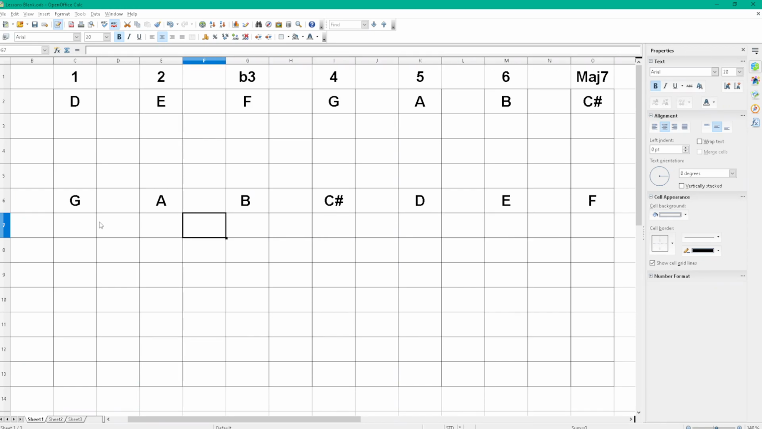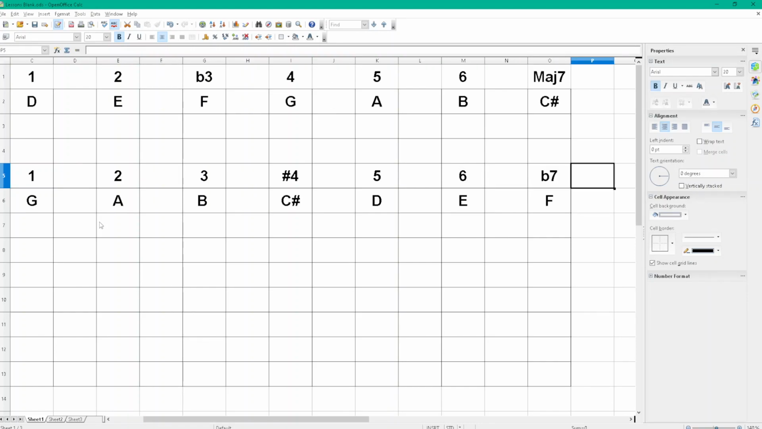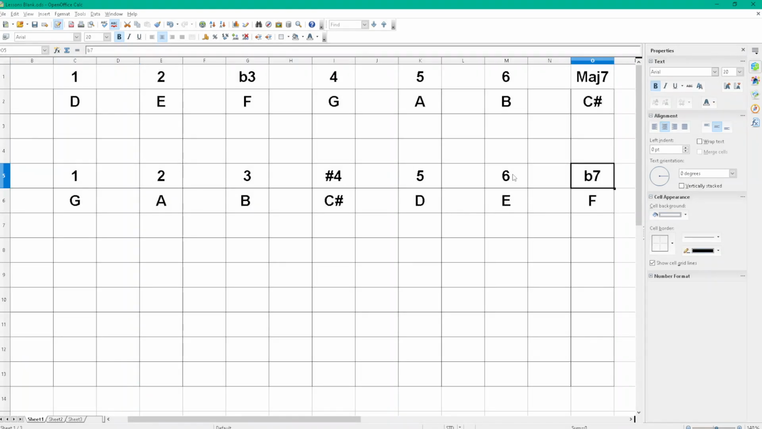Given the different starting point, if I look at what intervals I'm generating, if I consider this the root note, well, from G to A, the interval is a 2nd. From G to B, the interval is a major 3rd. From G to C sharp, the interval is a sharp 4. From G to D, the interval is a 5th. From G to E, the interval is a 6, and from G to F is a flat 7. And simply put, these are the intervals of a Lydian dominant scale.